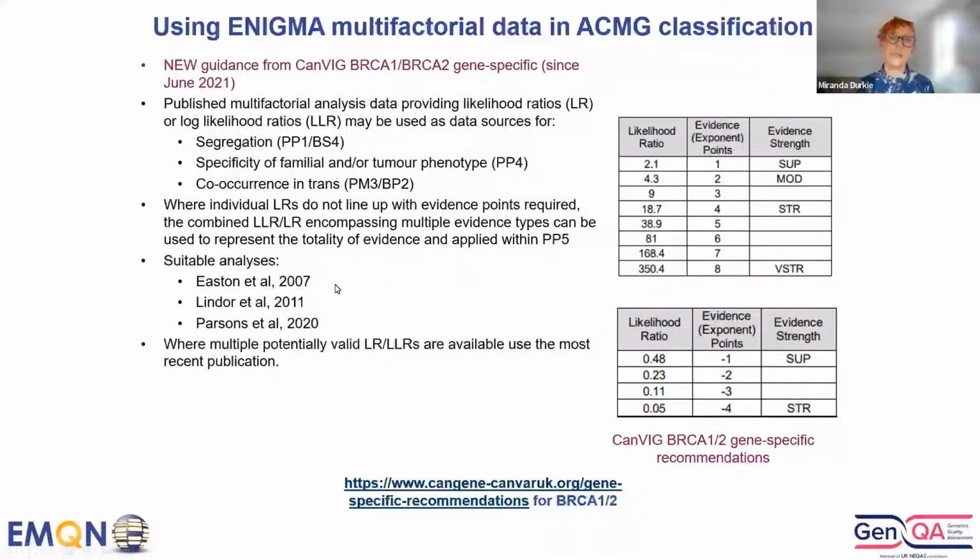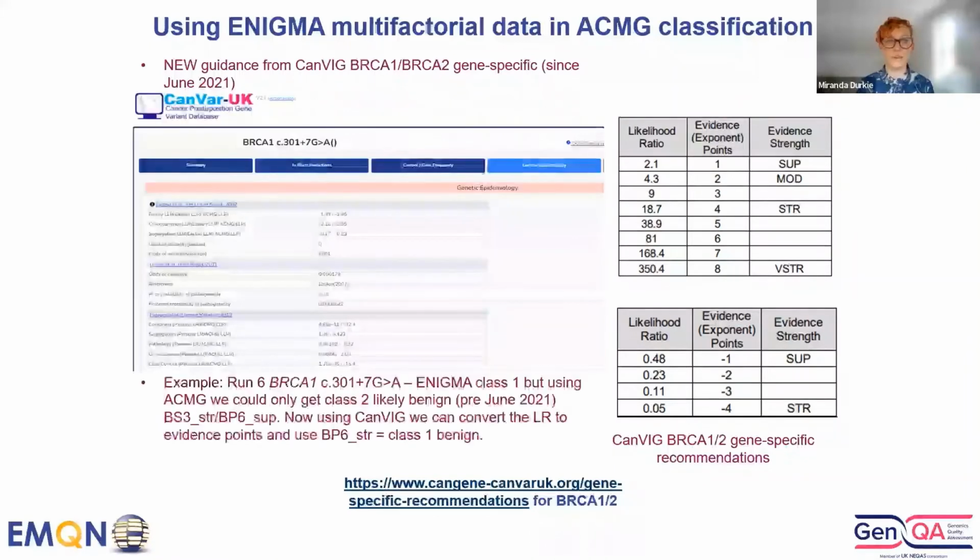There are multiple of these multifactorial assays published, and if your variant is in more than one, then we would recommend that you use the most recent publication. A good example of this is in run 6, and we have this BRCA1 c.301+7G>A variant. It was an ENIGMA class 1, so lots of participants classified it as class 1, but using the ACMG, we could only get it to class 2, likely benign.